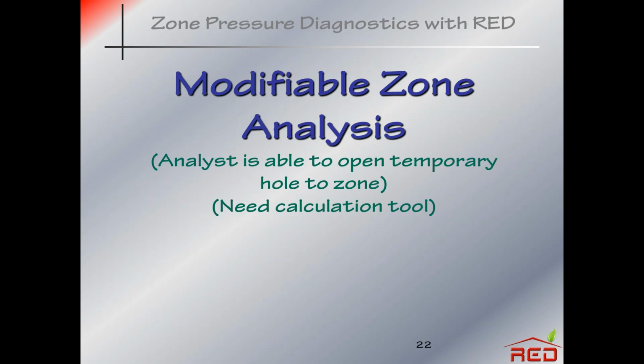So now modifiable zone analysis, this is much more powerful. We're going to do an example. For this, you need a calculation aid, a tool. And with this, you actually modify, hopefully in a non-destructive way, the zone. Again, take pressure differences, do a whole house blower door test, put the data in your calculation aid and find out the characteristics of the individual pressure boundaries of the initial zone.